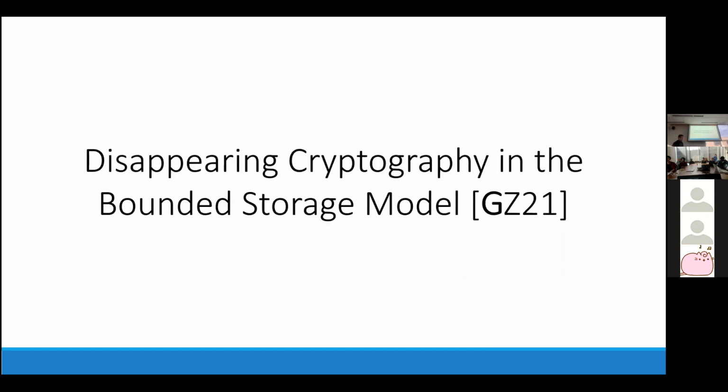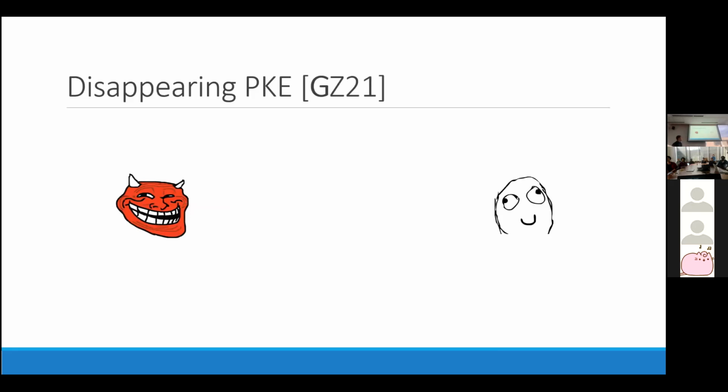So back to this paper, disappearing cryptography in a bounded storage model. The idea is that we set the ciphertext size or the signature size to be larger than the adversary storage bound so that the adversary cannot store it. So with that intuition in mind, we are going to quickly take a look at how we define security under these scenarios.